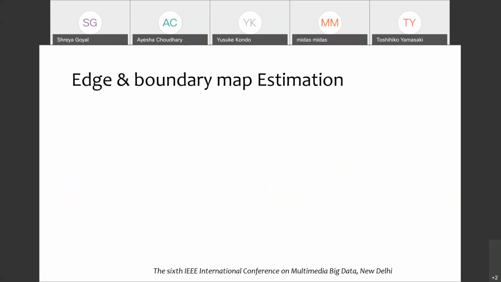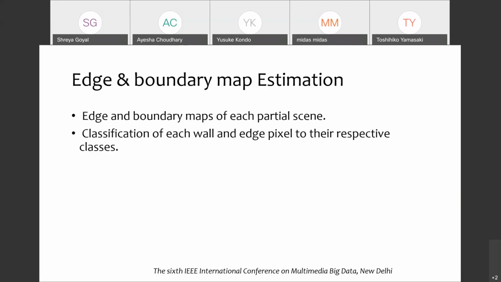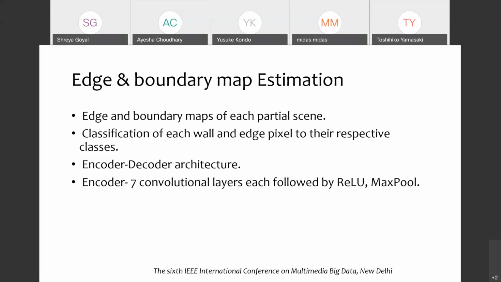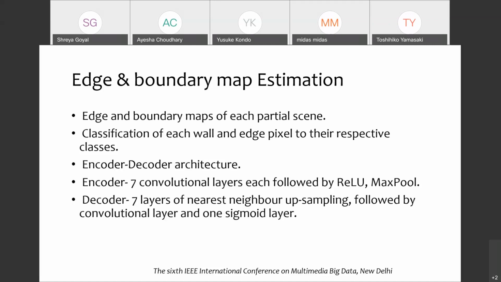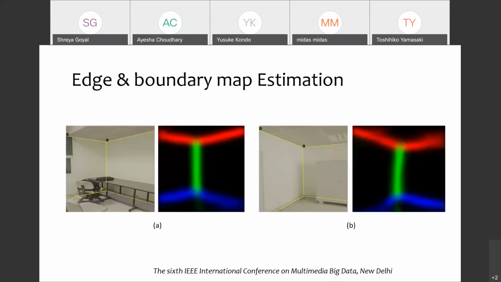So in the next step, we estimate the edge and boundary map from each partial scene. Edge and boundary map is basically classification of each wall and each pixel to their respective classes. For this also we have used a pre-trained encoder and decoder architecture. The encoder has 7 convolutional layers, each followed by a ReLU and Maxpool, and the decoder also has 7 layers of nearest neighbor upsampling, followed by a convolutional layer and one sigmoid layer. So these are a few examples of estimating the edge and boundary map in our data set.